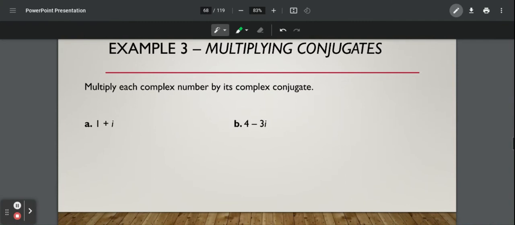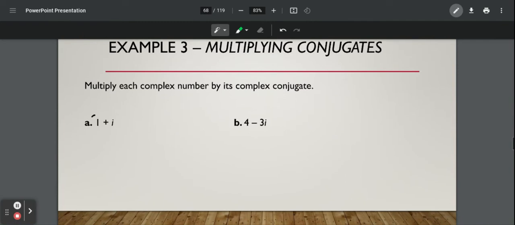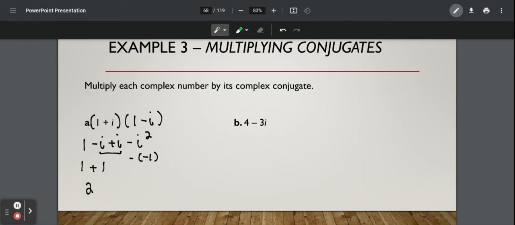So if we have to multiply by its complex conjugate, so if we have 1 plus i, that would mean we're multiplying by 1 minus i. If we were to FOIL it out, you get 1 minus i plus i minus i squared. Remember, those middle terms should always be 0. So minus i squared is really like saying minus a negative 1. So 1 plus 1 would give us 2.